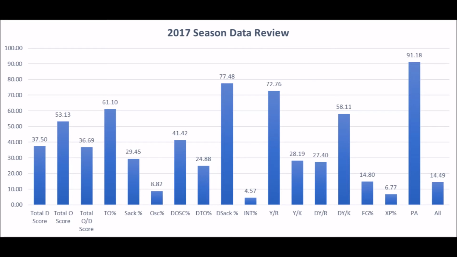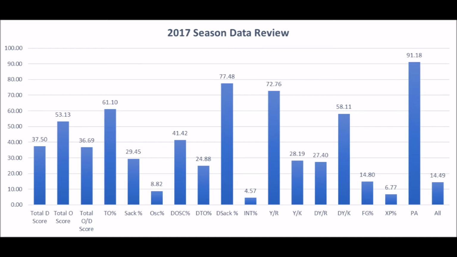The one area where they actually were pretty good on defense was their defensive sack percentage. So the Bears definitely were able to create sacks on defense, but they weren't able to prevent points as well, and they also weren't able to create turnovers or get interceptions. So definitely two areas that were kind of troublesome on defense.